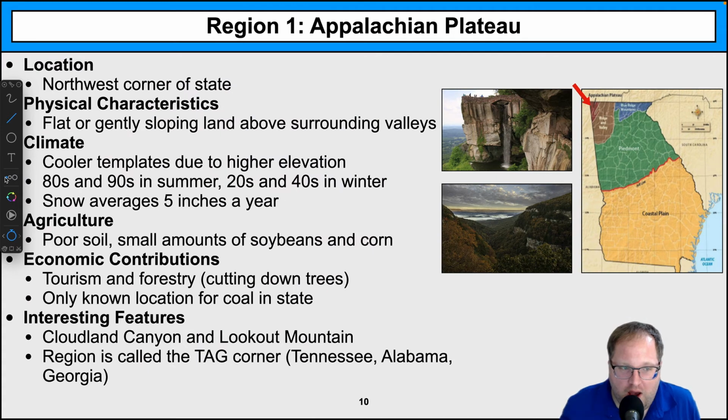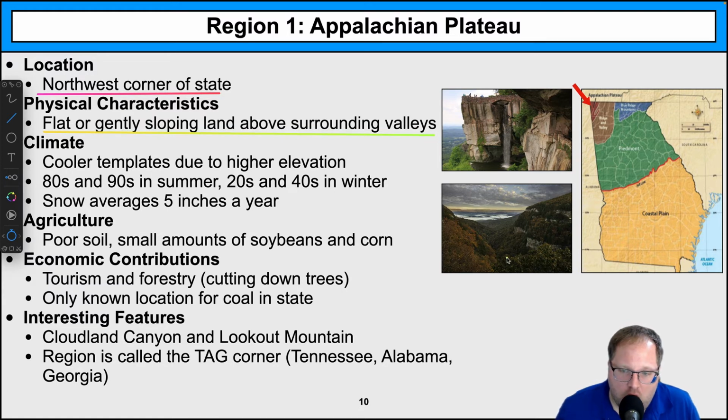Region 1, Appalachian Plateau. So the Appalachian Plateau is located right here in the northwest corner of the state of Georgia. We need to know some of the physical characteristics of the Appalachian Plateau. We need to know that it has flat or gently sloping land up above the surrounding valleys.